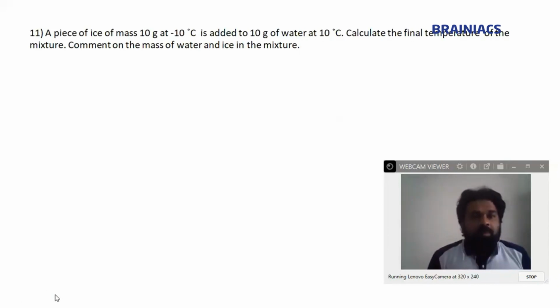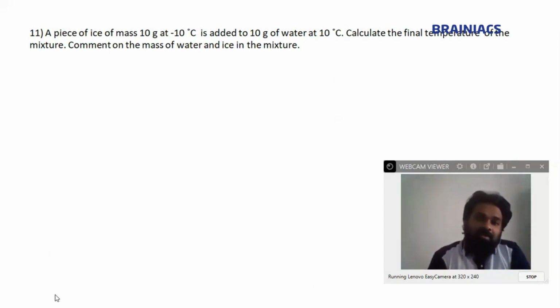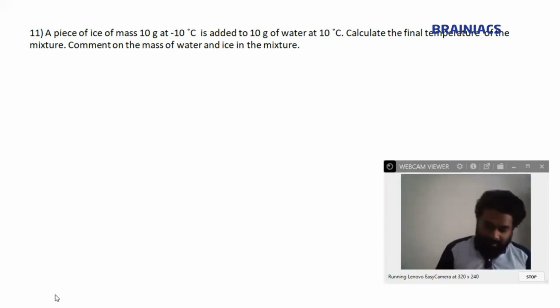Okay, so this one is: a piece of ice of mass 10 gram at minus 10 degrees Celsius is added to 10 gram of water at 10 degrees Celsius. Calculate the final temperature of the mixture and what is the mass of ice or water that is going to be there in the mixture.